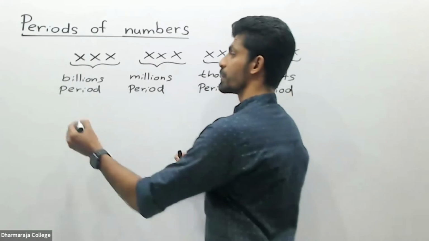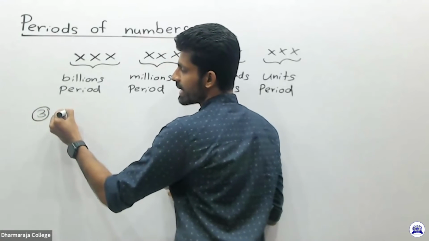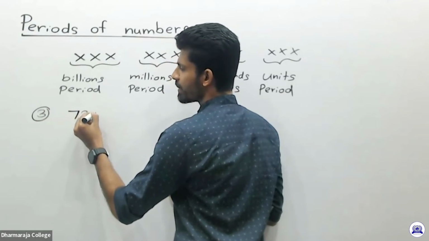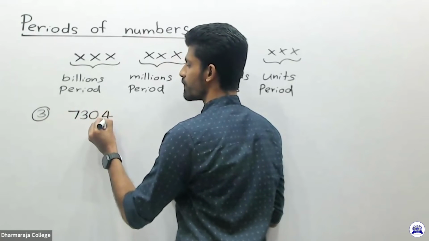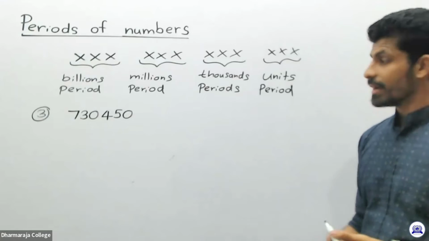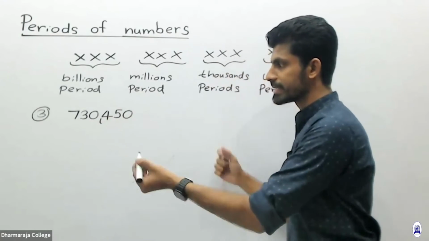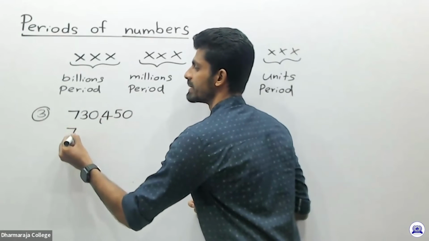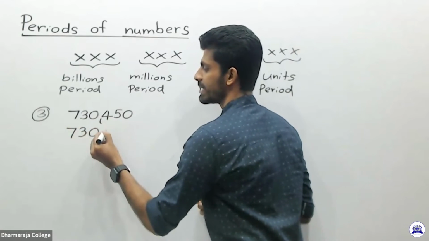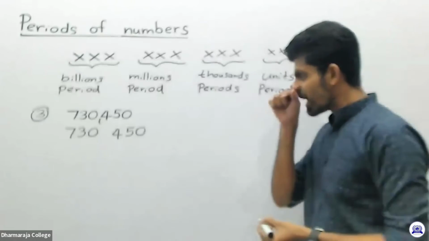Question number 3. 730450. Okay. 1, 2, 3, comma. Then you can separate that number. 730, just a little space, 450.